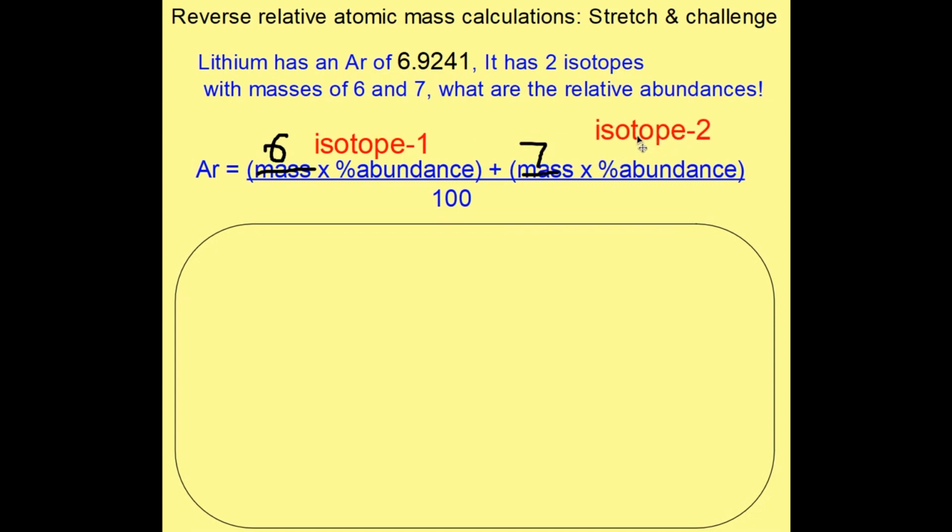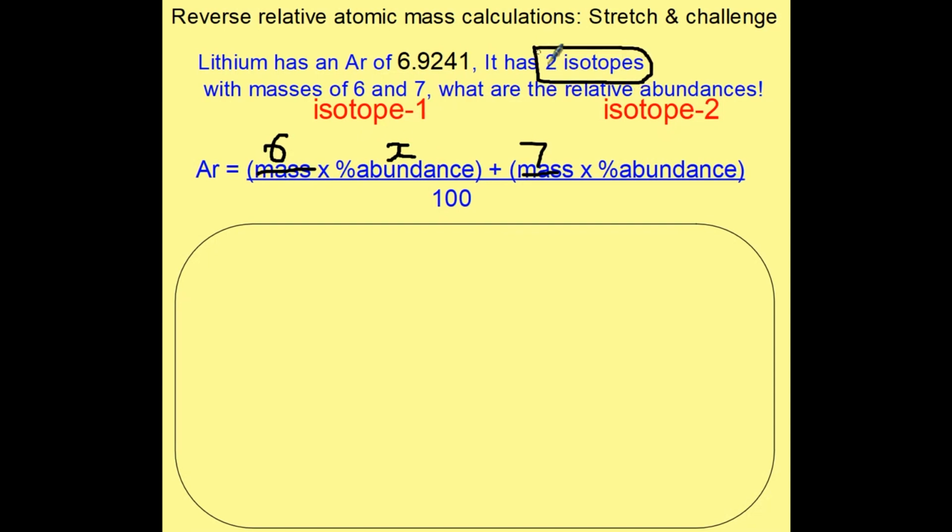But we don't know their abundances. So how do we use algebra? Well, what we don't do is use X and Y. We've got to just use 1. So we're going to use X. So let's say the abundance is X here. Therefore, because there's only 2 isotopes, this abundance must be 100 minus X, because the 2 abundances must add up to 100.